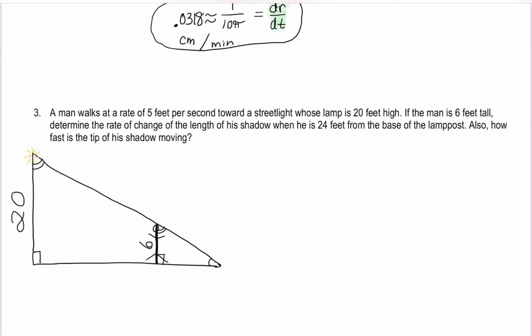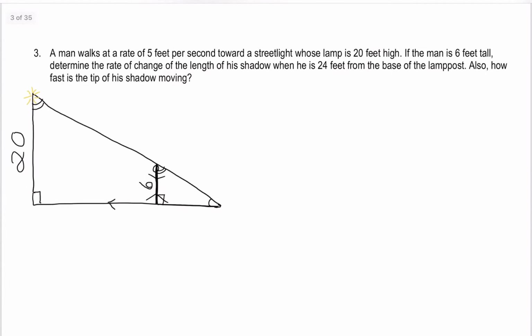Okay, so let's label these quantities that are changing. In our situation, he is walking towards the light, so this is changing. His shadow length here is also changing. So we have the length of his shadow that is also changing. So these are two different quantities, and we're going to label them with different variables, A and B.